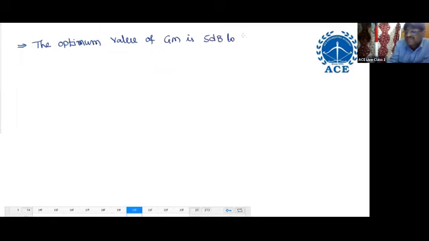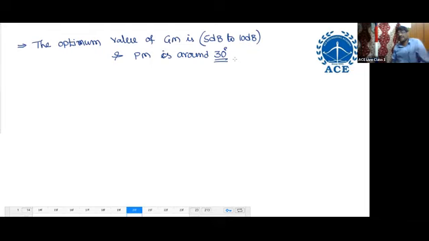The optimum value of gain margin is 5 dB to 10 dB. And phase margin is around 30 degrees, 25 to 35 we can take. So next, what is a Bode plot?